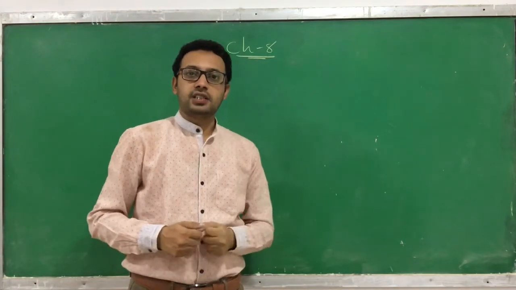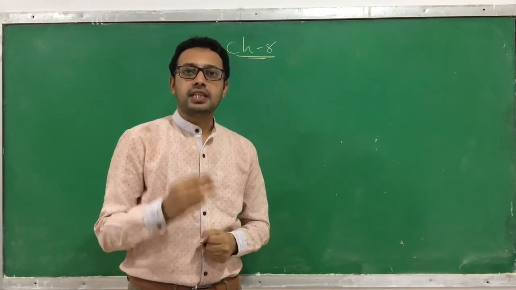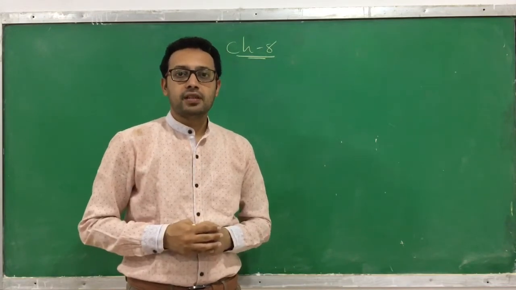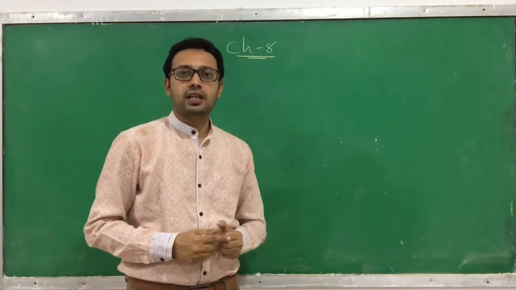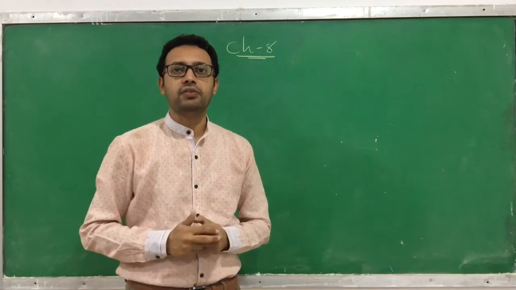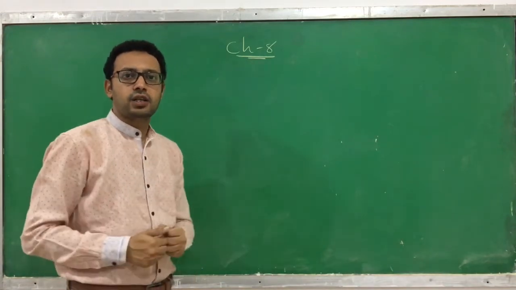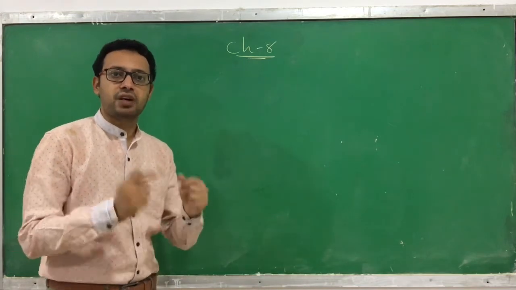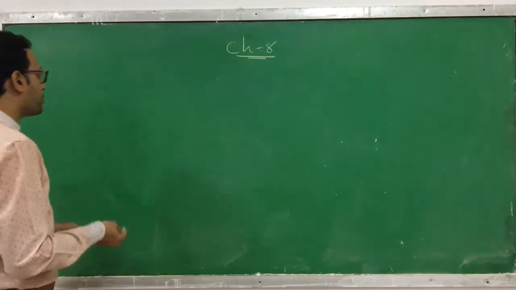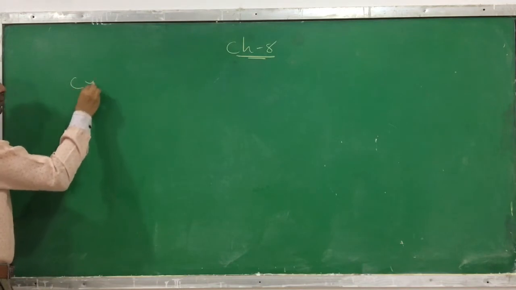We have started a discussion on chapter number 8, the cell, the basic unit of life. We have discussed the prokaryotic cell and many organelles of the eukaryotic cell. Students, today we have to learn another organelle found in a eukaryotic cell, and that is the cytoskeleton.